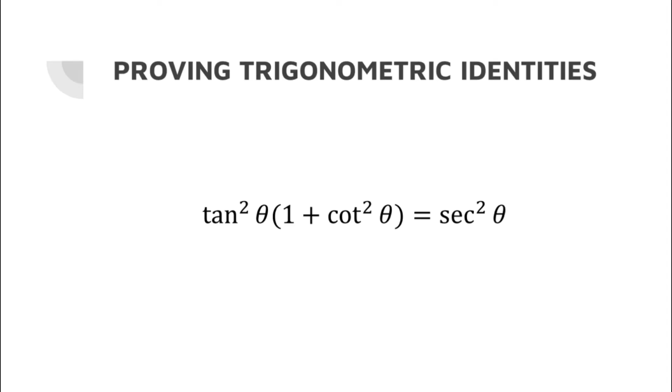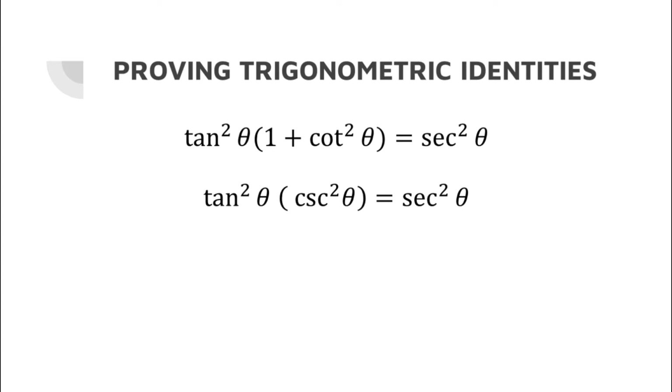So first, we have the given: tangent squared theta multiplied by the quantity of 1 plus cotangent squared theta is equal to secant squared theta. So we will be using the left-hand side to prove the right-hand side. We all know that 1 plus cotangent squared theta is a Pythagorean identity which is equal to cosecant squared theta. Therefore, we will substitute 1 plus cotangent squared theta with cosecant squared theta. We would have tangent squared theta multiplied by cosecant squared theta now.